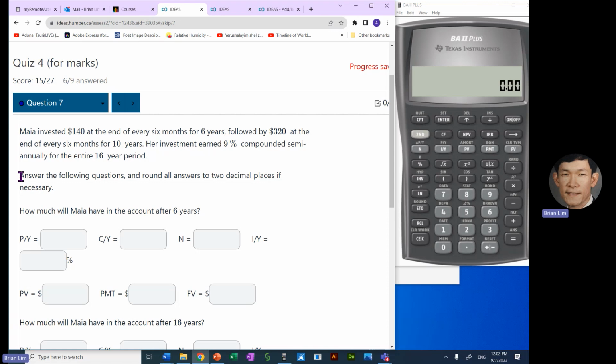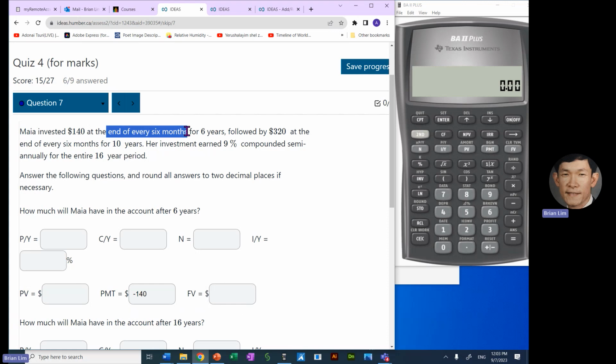Answer the following questions and round all answers to two decimal places if necessary. How much will Maya have in the account after 6 years? That means the first 6 years. So what happens in the first 6 years? $140 gets deposited, so we put in negative $140. And what else happens?